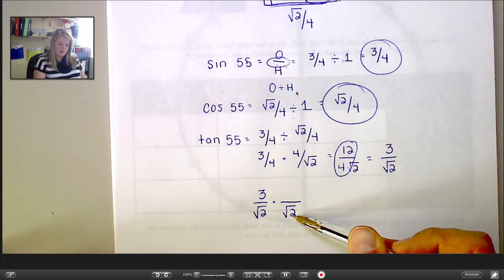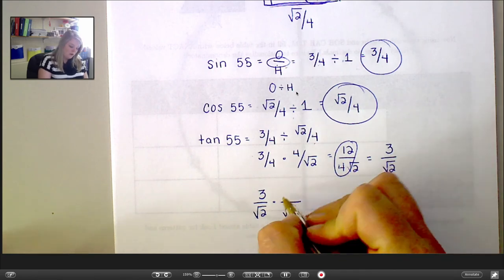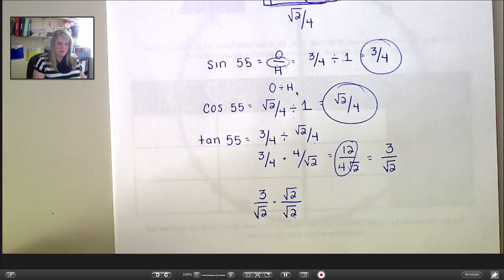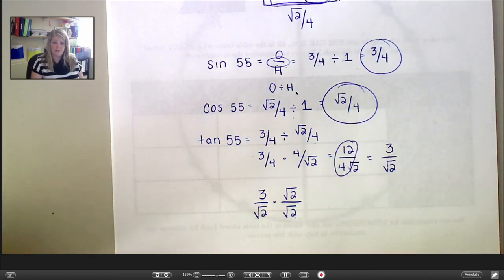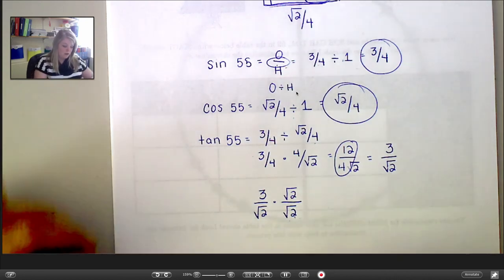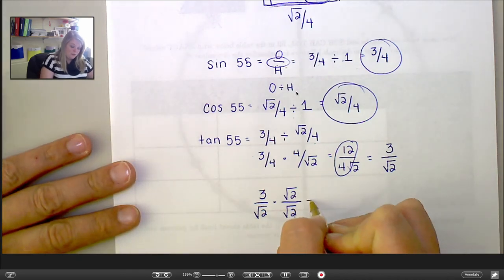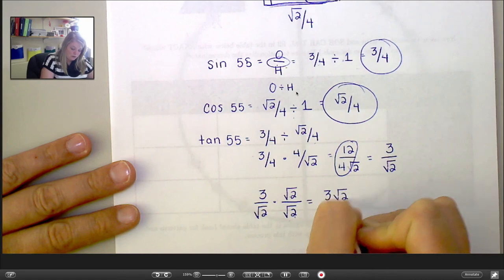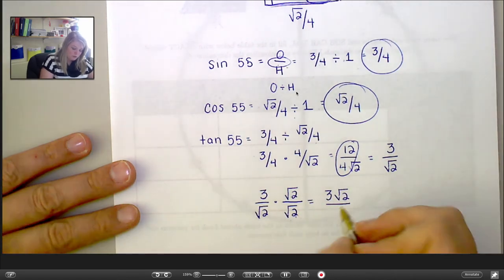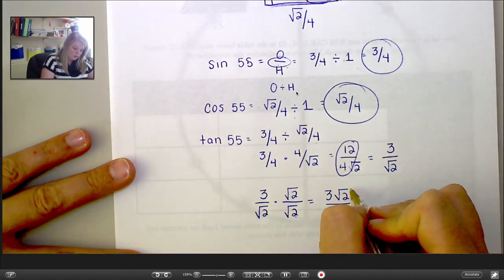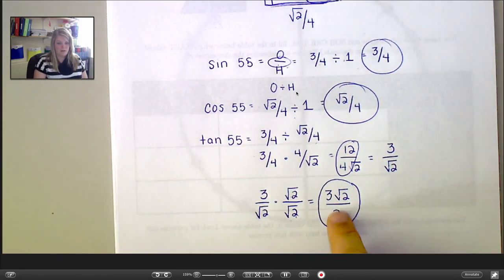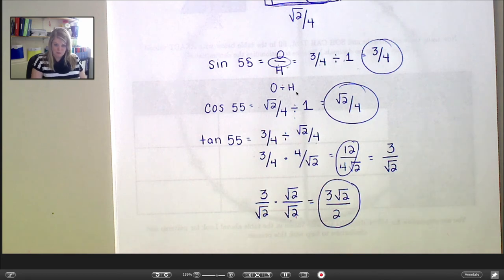When I multiply by a square root of 2 on the bottom, though, I also need to multiply by a square root of 2 on the top. Okay, to keep my fraction equal. It's like you have to multiply on the top and the bottom by the same amount. Okay, so now that I'm multiplying there, 3 times the square root of 2, I'm just going to write as 3 square root of 2, and then square root of 2 times square root of 2 is just 2. And this would be my final answer. Okay, so that's like what I would go down and put in my table at the bottom of the page.